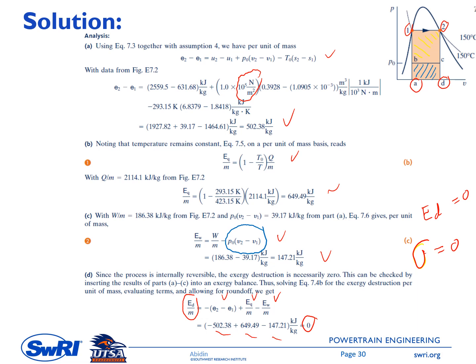But once again, in the actual exam, if you don't have sufficient time, you know the process is internally reversible, so you might not need to use this. You just answer that because it is internally reversible, sigma equals 0, and because ED equals sigma times T0, then ED is also 0.